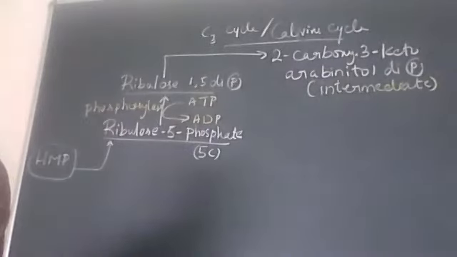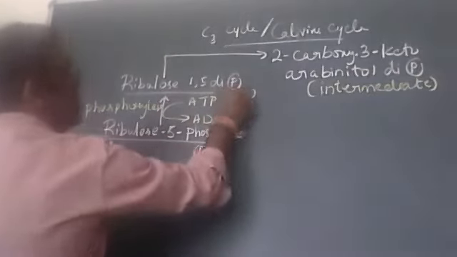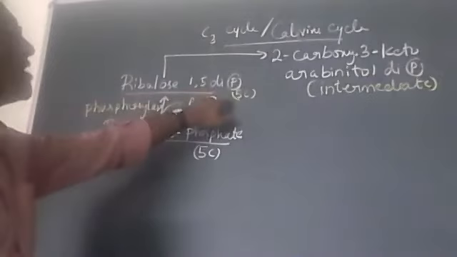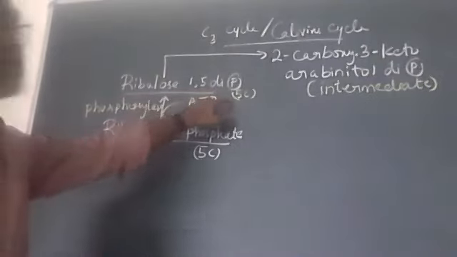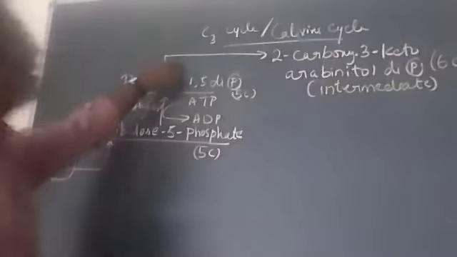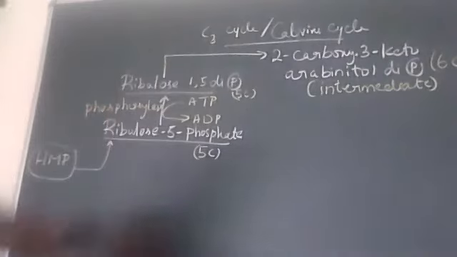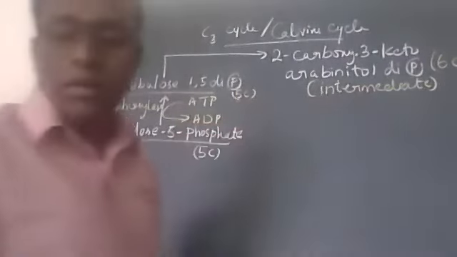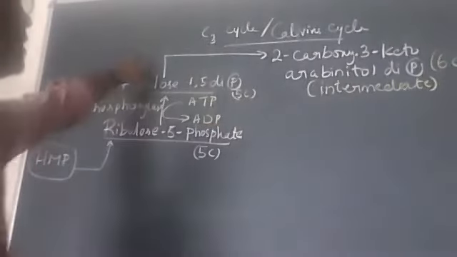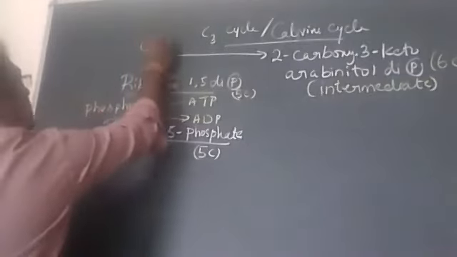This is an unstable compound. Remember, here this is a 5-carbon compound. Which one? Ribulose 1,5-diphosphate is a 5-carbon compound, whereas this is a 6-carbon compound. Now tell me what is added here. You should know. 5-carbon became 6-carbon. What should be added here? Think. Many places you have studied. Carbon dioxide. Very good. Carbon dioxide should be added.